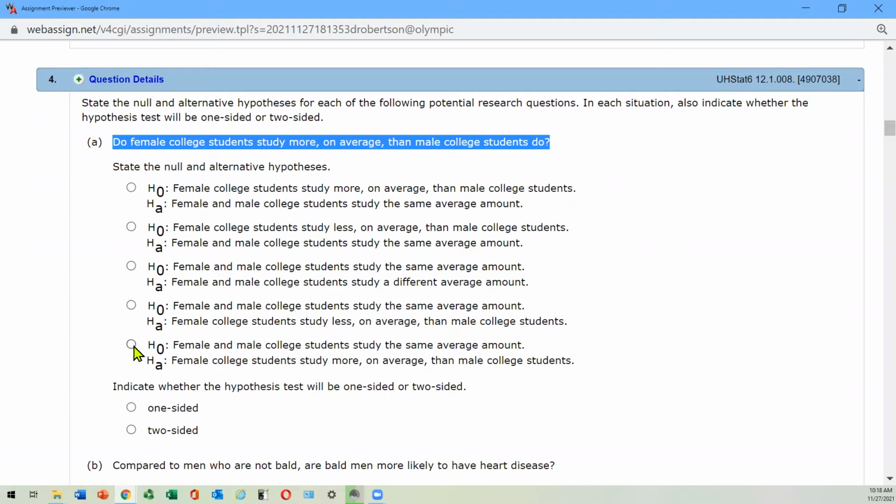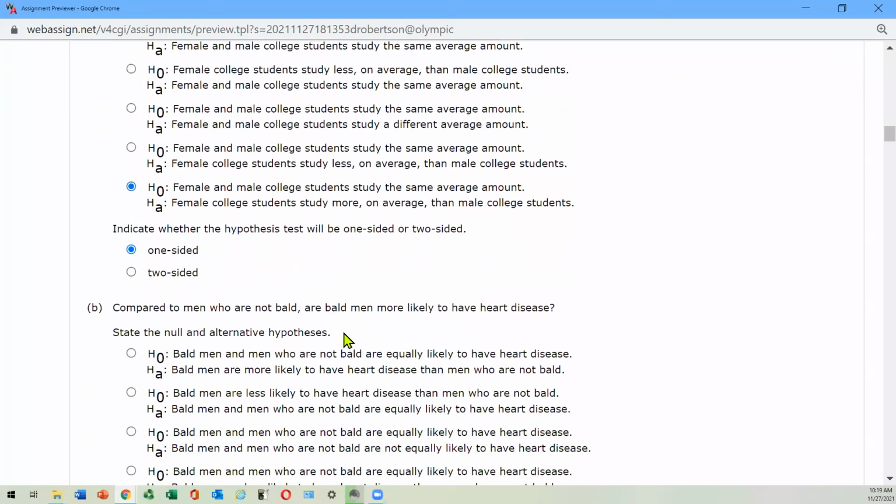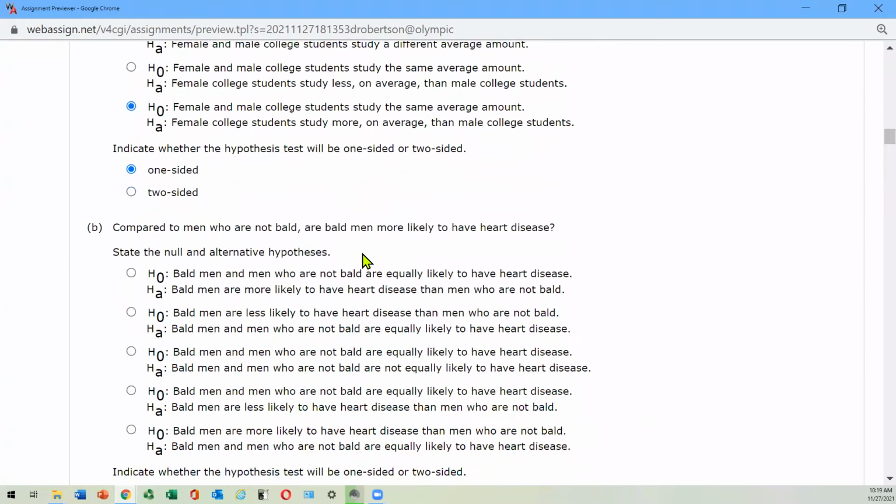Okay, here we go. Do female college students study more on average than males? The null is that they study about the same, and the alternate is that females study more than the males. That here is a one-sided test. It's actually a right-sided test.